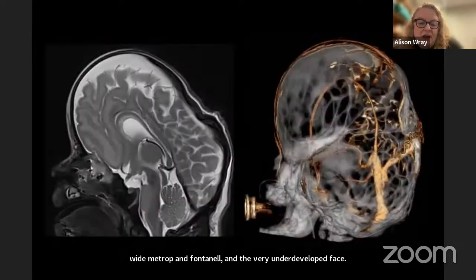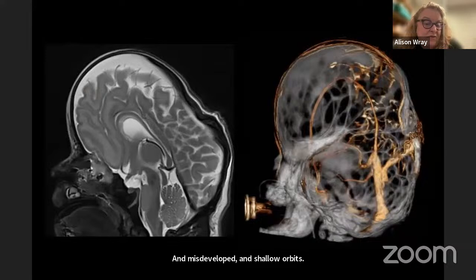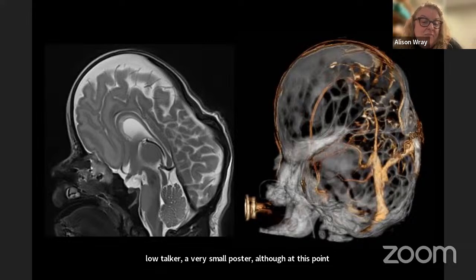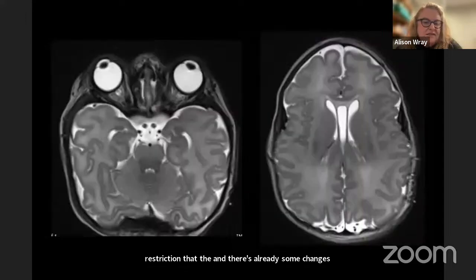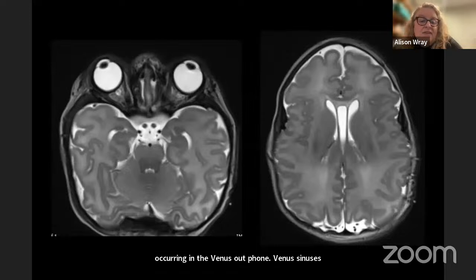However, at this point, you could see some of the other features when you looked at the MRI scan: she has a low torcular, a very small posterior fossa, although at this point she does not have issues with a Chiari. She has a very misshapen brain that is growing to the restriction that the craniosynostosis is providing. And there are already some changes occurring in her venous outflow and venous sinuses.